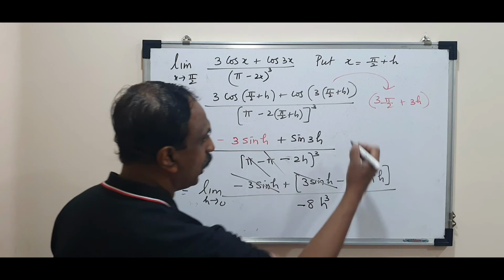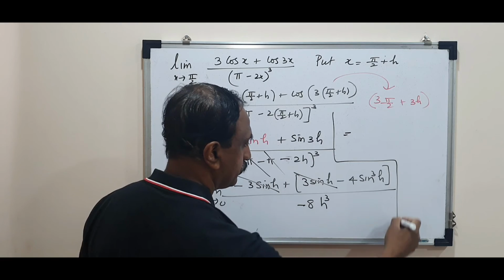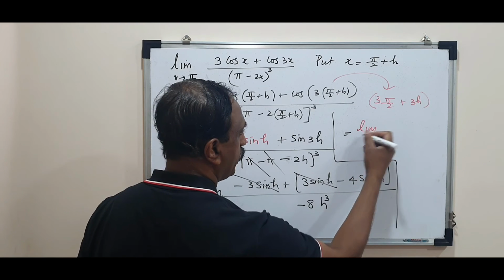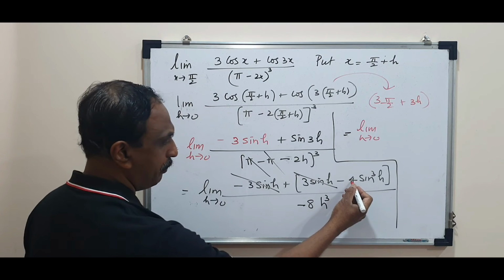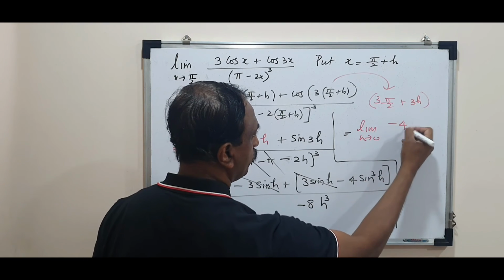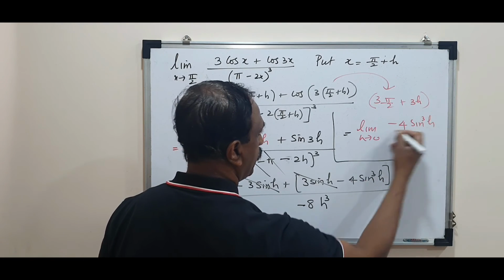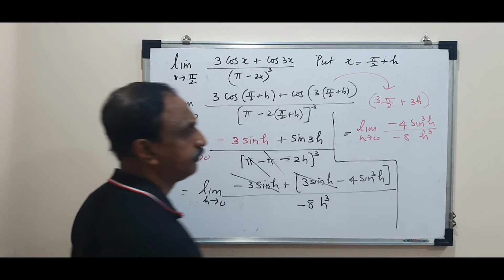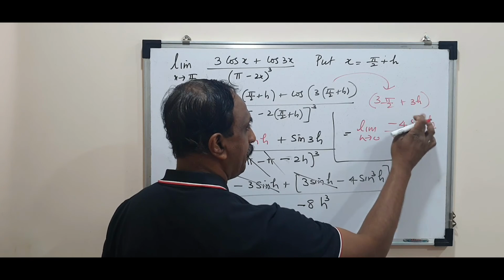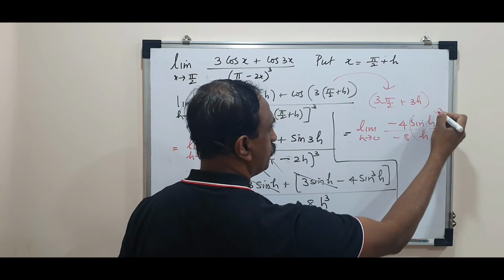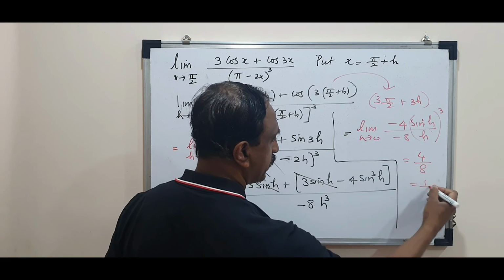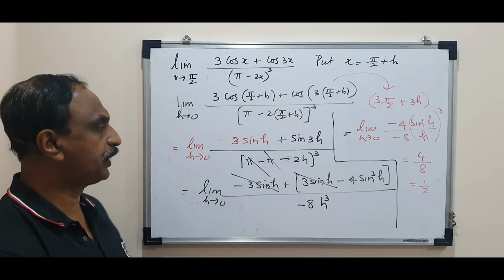So my final answer now will be, I will write with a different color, limit h tending to 0 minus 4 sin cube h divided by minus 8 h cube. Now this cube can be made as whole cube. So sin theta upon theta. So 4 by 8, answer is 1 by 2. Any method you can apply.